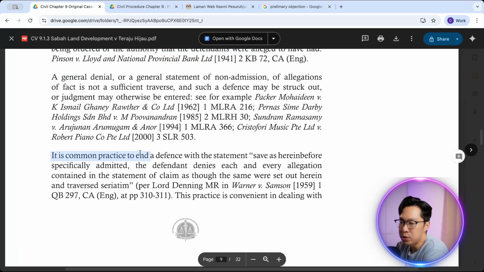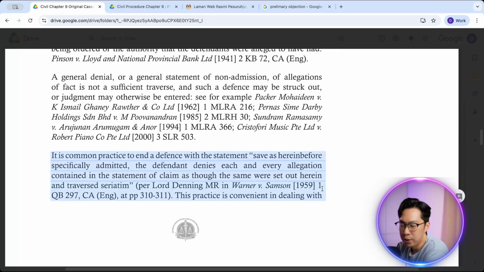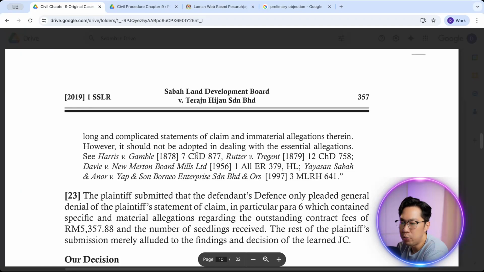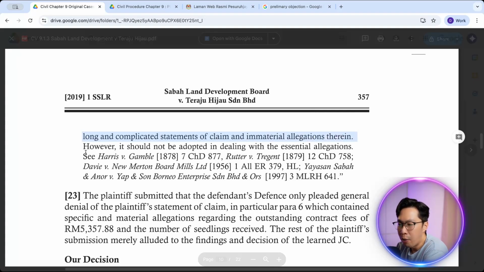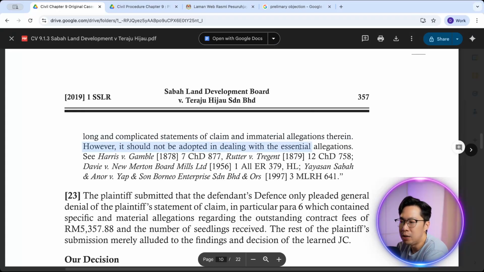It's common practice to end a defense with a statement: save in so far as herein before specially admitted, the defendant denies each and every allegation contained in the statement as though the same was set out herein and traversed. This practice is convenient when dealing with long, complicated and immaterial allegations. However, it should not be adopted in dealing with essential allegations. So that's why I write here.